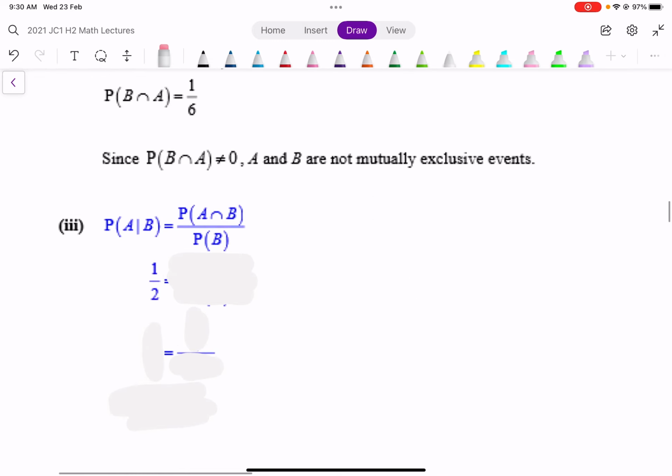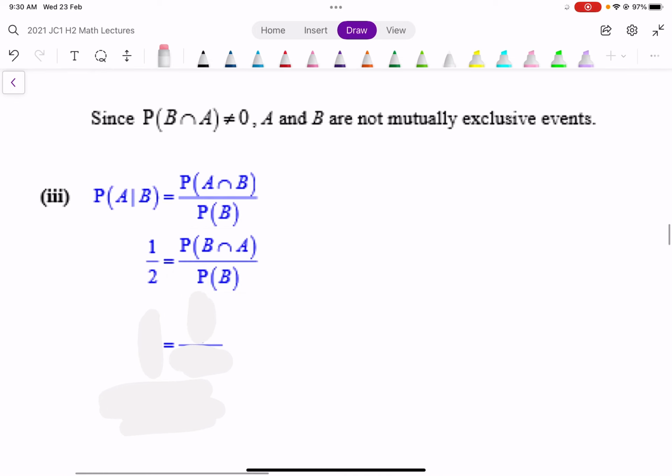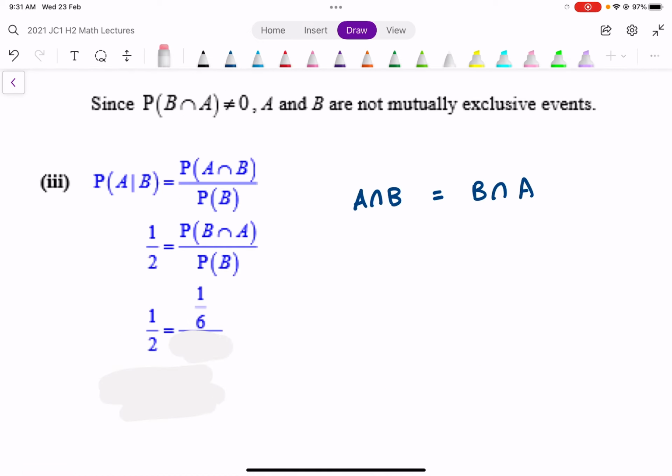On the left hand side, you will get half. Then on the right hand side, the set A intersect B is the same as B intersect A. These two sets are the same. So I can write A intersect B as B intersect A, and from part 2, we found the value of B intersect A, so I can plug that in as well. My equation will become half equals 1/6 divided by the probability of B, and from there you can find the probability of B.